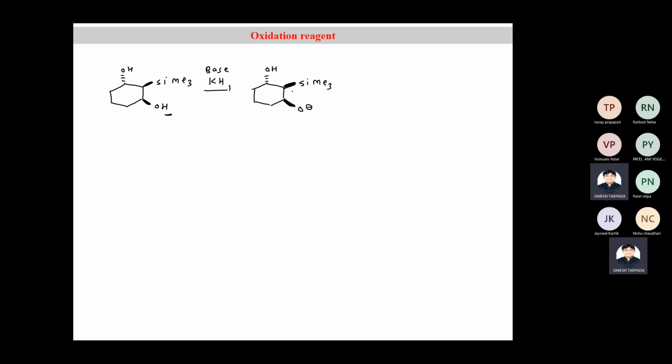O minus here, and then this O minus will attack the silicon. In this way, the reaction takes place in a cyclic way. A bond is formed here, and this bond breaks. So ultimately you get a double bond. And once the double bond is formed, it can easily undergo reaction with metachloroperbenzoic acid.